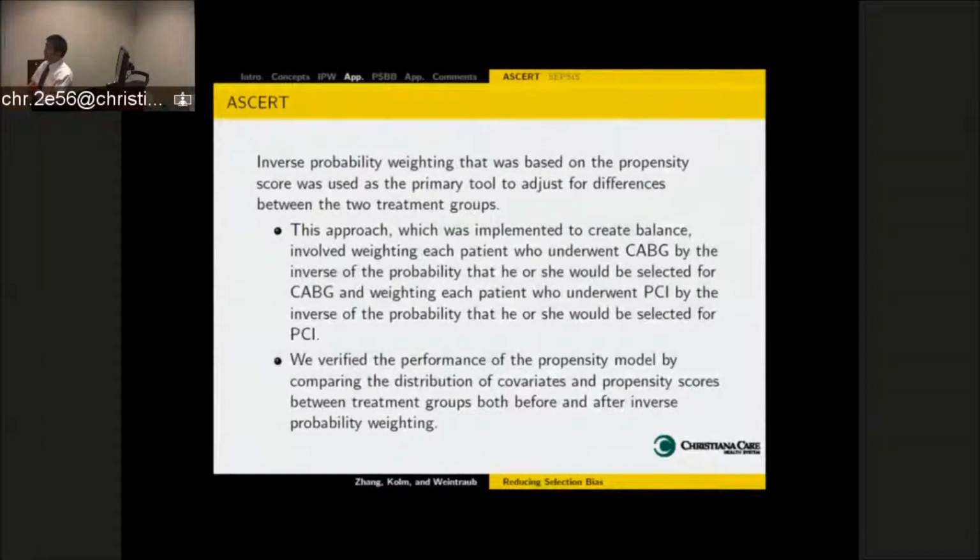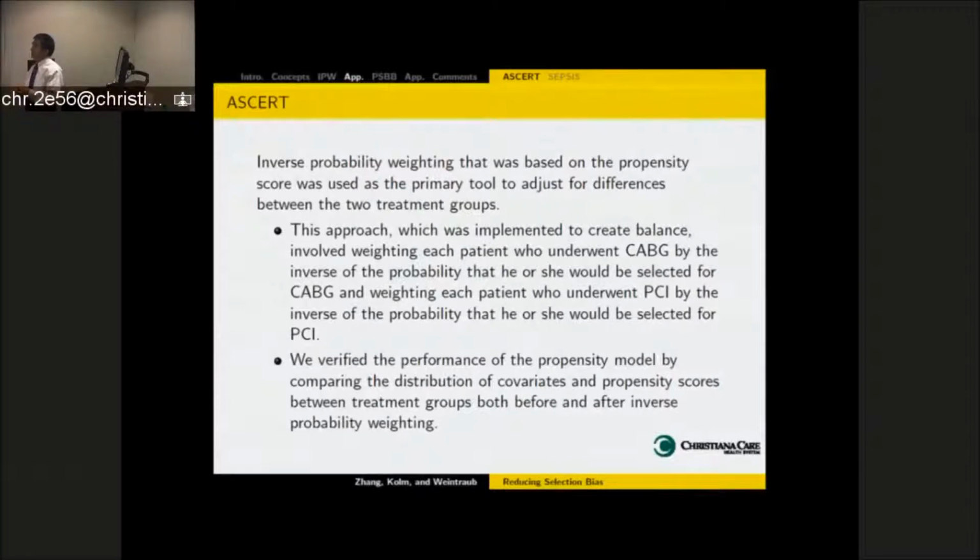OK, I would like to use an example I mentioned last Friday to illustrate how we can use IPW, inverse propensity score, to address the selection bias. Last Friday, I talked about some background and study design for ACCEL. So this time, I will not repeat it. In ACCEL, we use the inverse probability weighting, which was based upon the propensity score, as the primary tool to adjust for differences between the PCI and the CABG treatment groups.